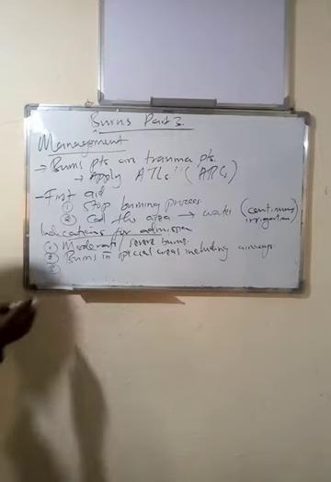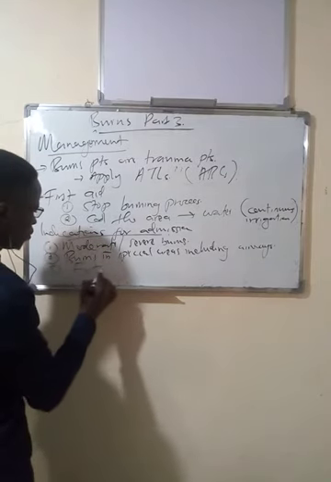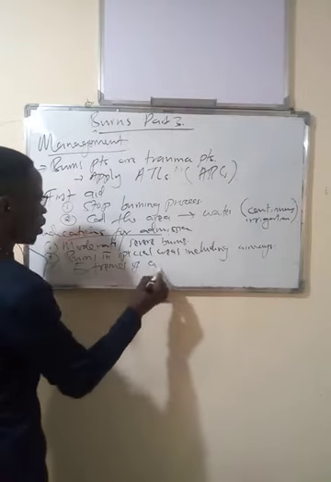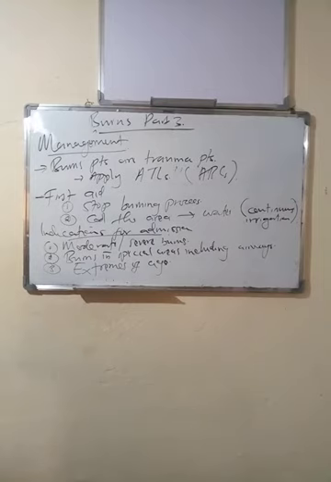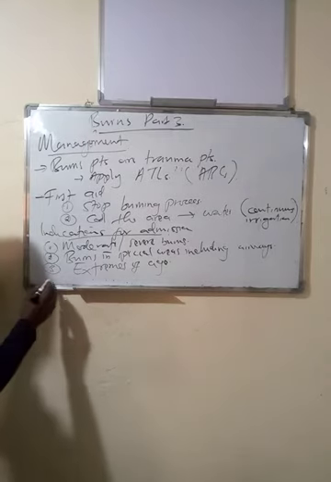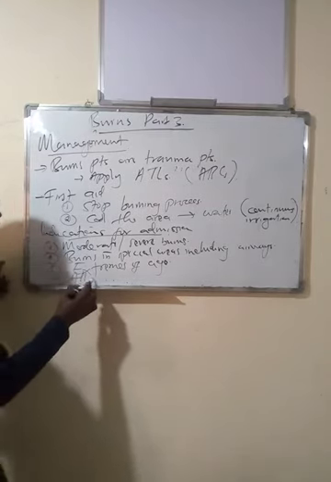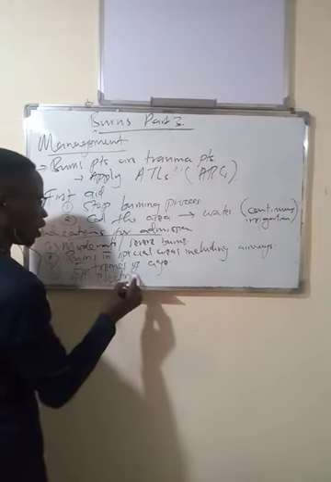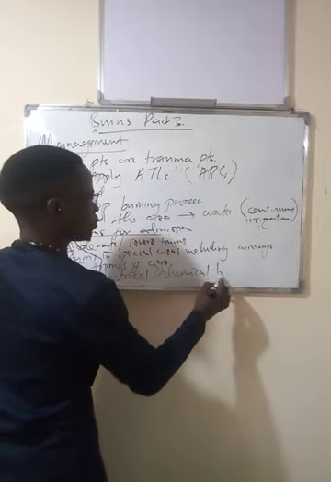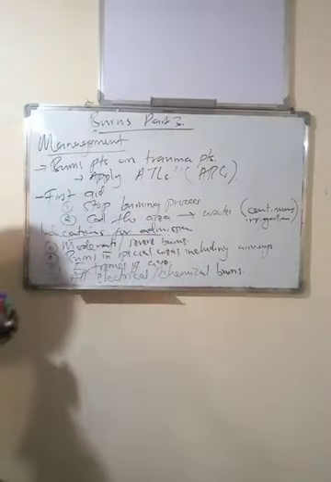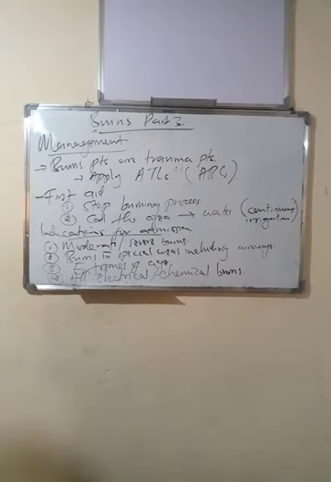Then extremes of age. Extremes of what? Age. So too young and too old. If the patient is too young, children, or too old, you have to make sure that you admit. And then lastly, electrical or chemical burns, which fall under severe burns anyway. When you find these, make sure that you admit the patient.